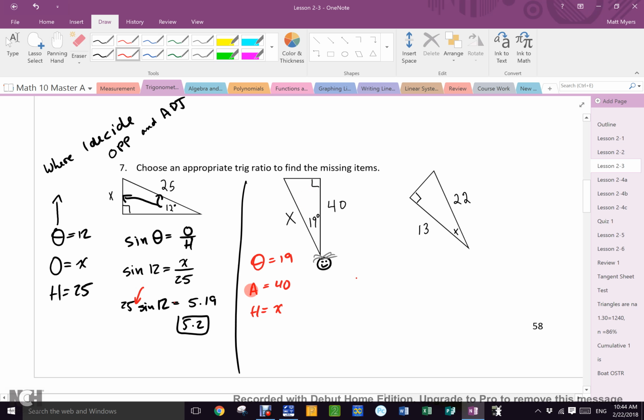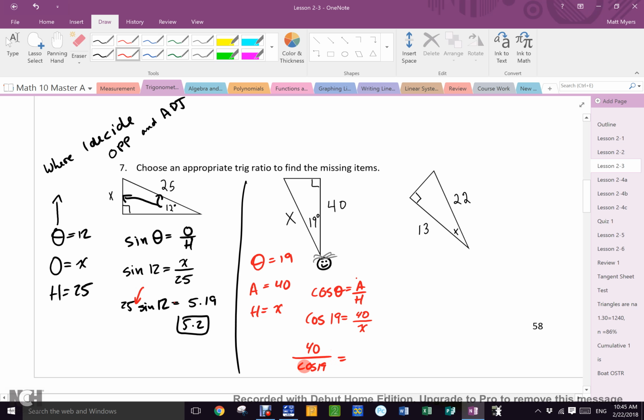So what uses A and H? Cosine. Cos theta is A over H. Fill it in. Cos of theta is A over H. So what's theta? 19. What's A? 40. What's H? X. When the letter is on the bottom, what math do I do? Division. 40 divided by cos 19.